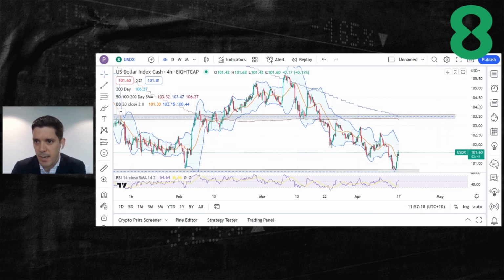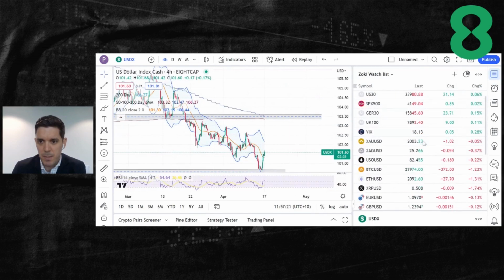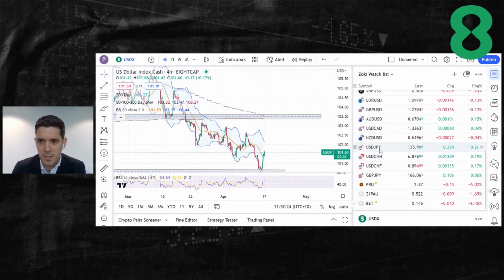The next pair that I would like to look at is USDJPY, so US dollar versus Japanese yen.